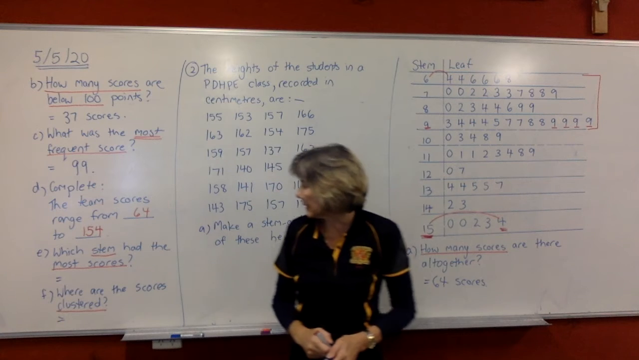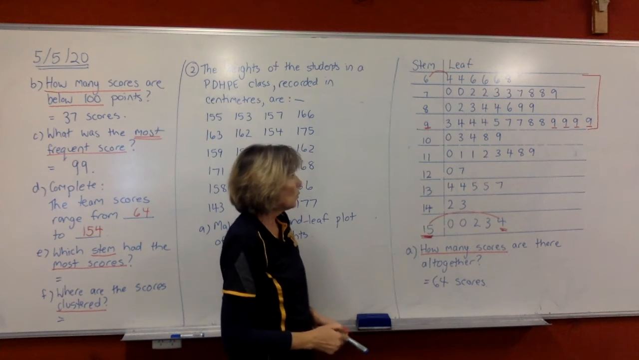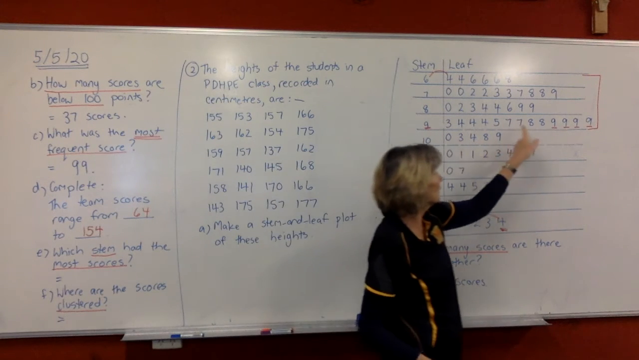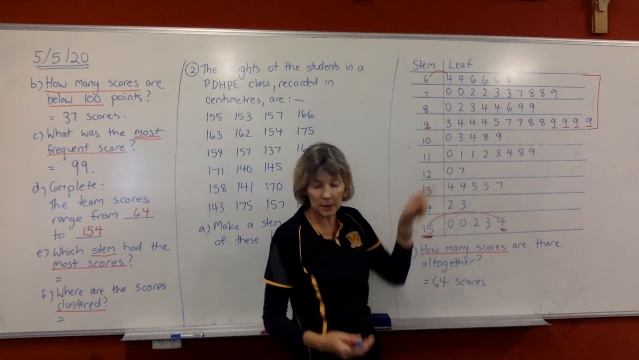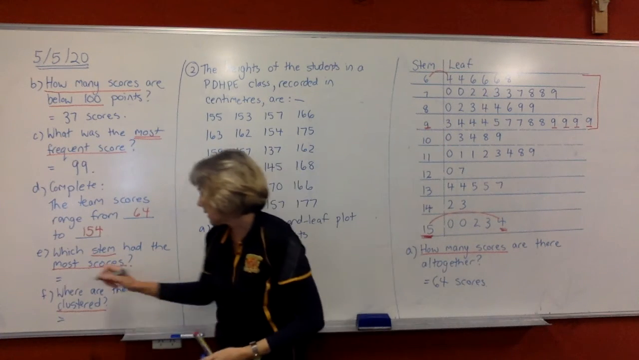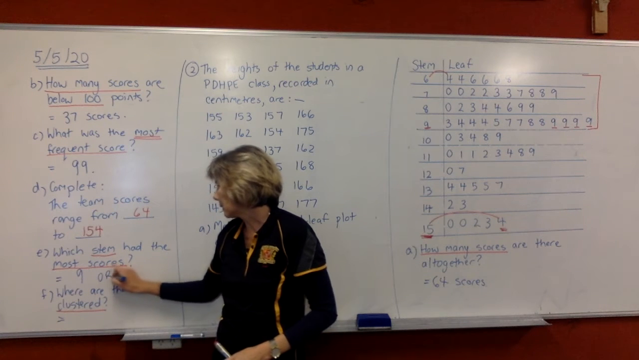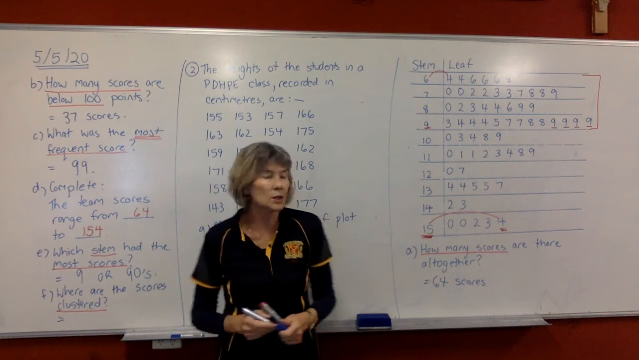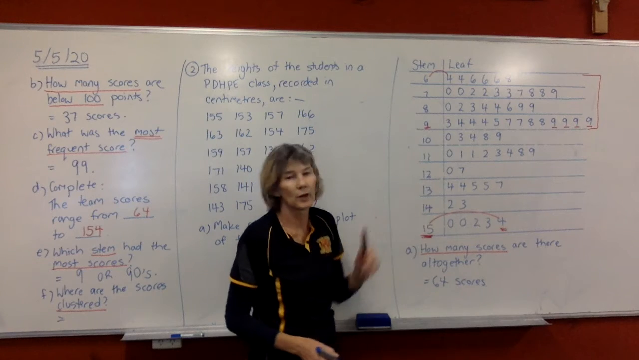Okay, in E, which stem had the most scores? Well, you've just got to look for the longest row. So here we've got a really long row, and the stem that was attached to it was this 9. Now, when you're writing it, you could say 9, but it might be better to say the 90s, because all of those numbers are 90-something. So they're all in the 90s.